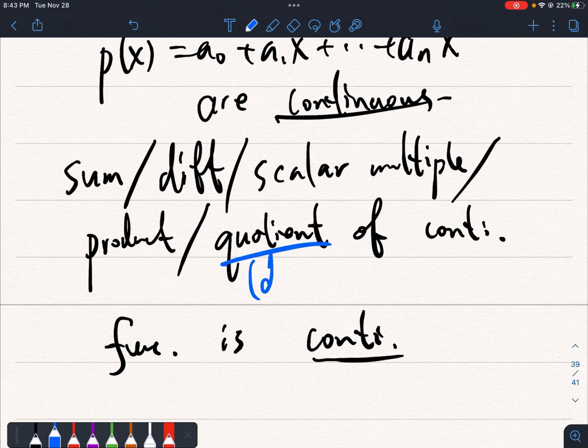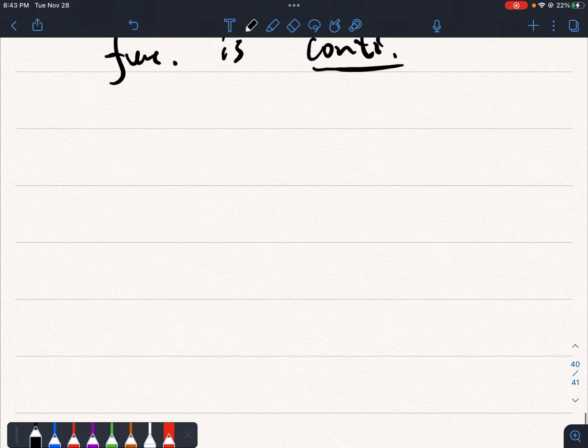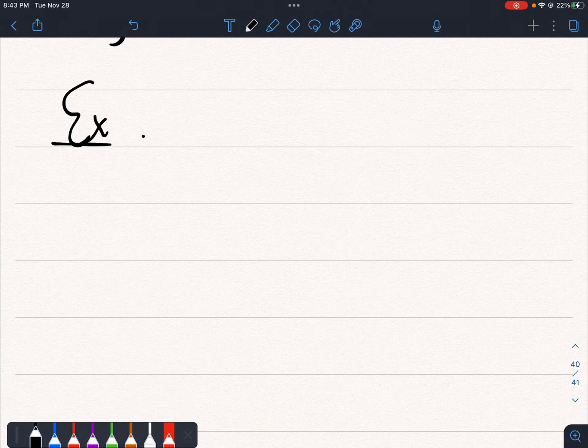Okay, so how do we prove it? I mean, for the quotient, then you want the denominator to be non-zero. Okay, for at least a small interval around that point, rigorously speaking. But you can just assume the quotient is never 0. Then it's clearly true. So let's prove it. So maybe we'll just prove one of them. So let's prove the sum of continuous functions is continuous. I mean, it's actually a simple corollary from the limit laws. Okay, it's not hard at all. So now let's do an exercise.